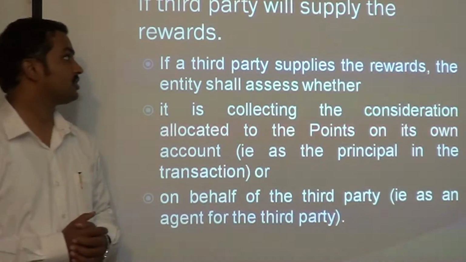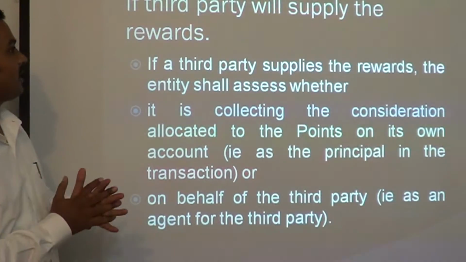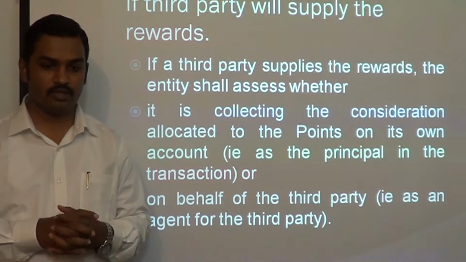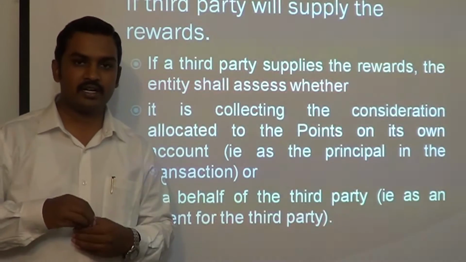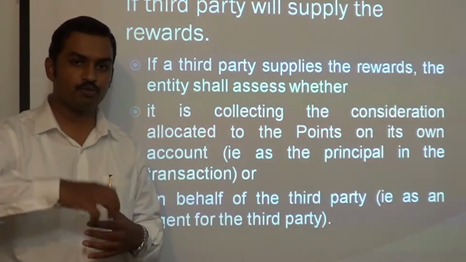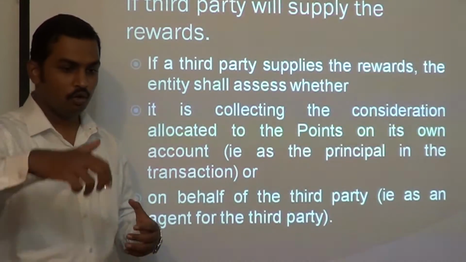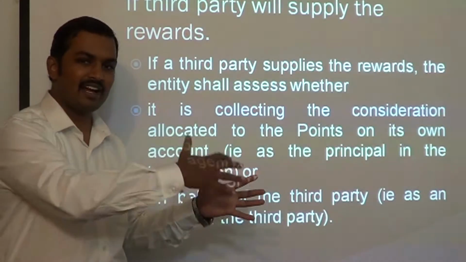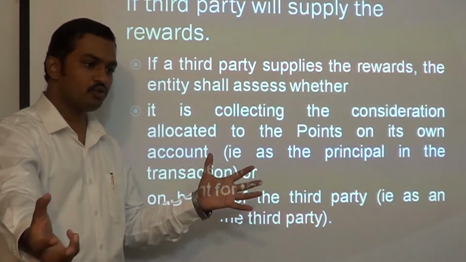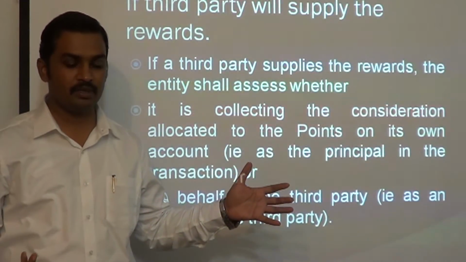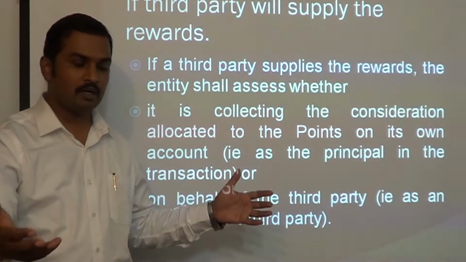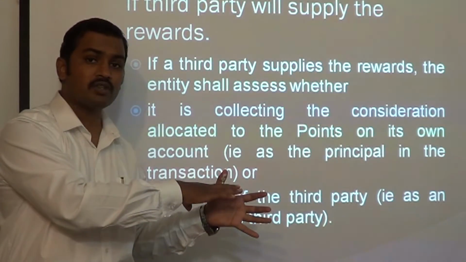Okay. Now the second issue is if a third party will supply the rewards. I'll give an example. There's a credit card company which tells its customer, if you use my credit card, I'm going to give you some points. You can use these points to buy air tickets, or to fly on an aircraft operated by an airline. That means I am granting the points, but the points are being used to get rewards from a third party.